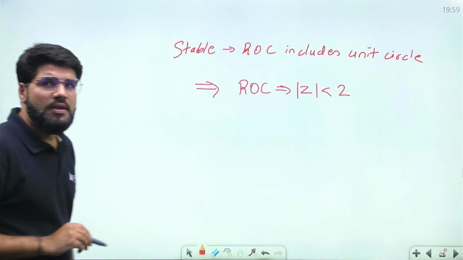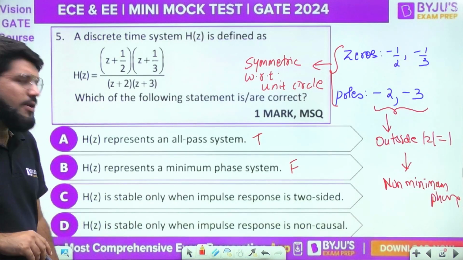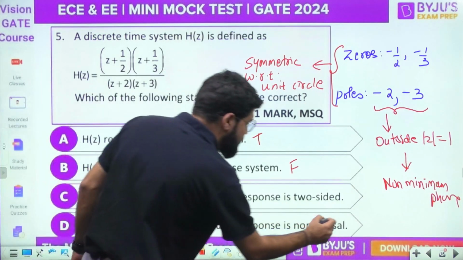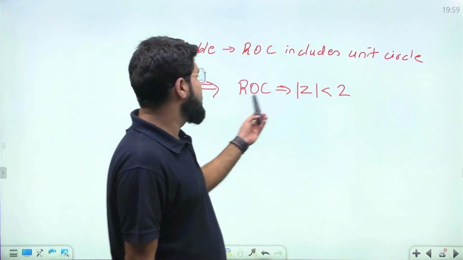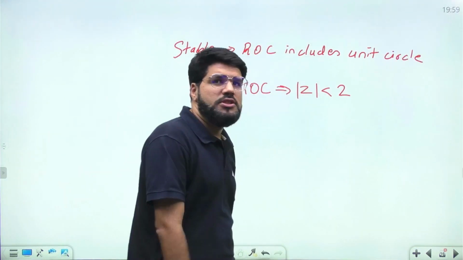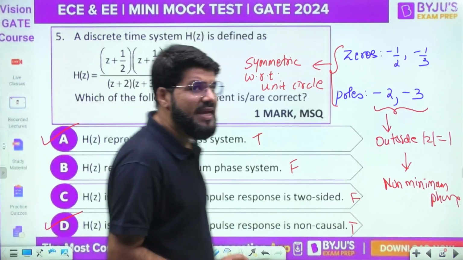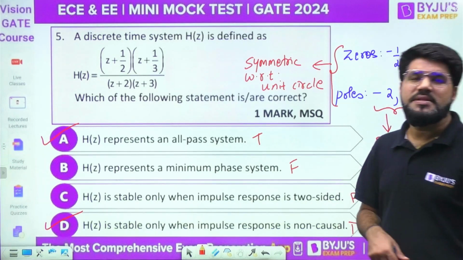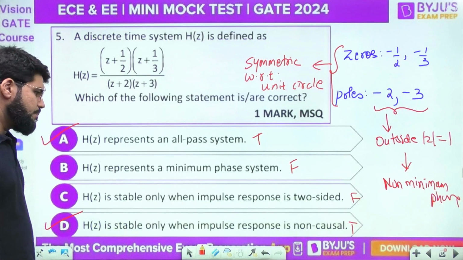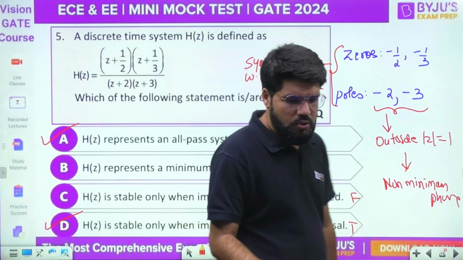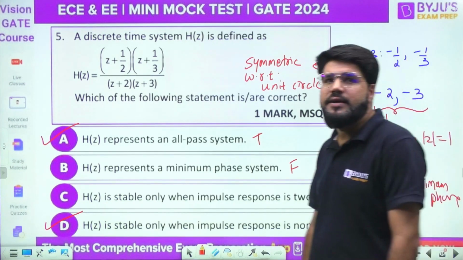So can the system be two-sided? No. Two-sided means mod Z between 2 and 3. So the system is stable when the impulse response is non-causal. This will be true. This is false. This will actually be anti-causal. Anti-causal is a type of non-causal only. So D is true. So A and D. The correct answer for MSQ is A and D. It will be stable when the impulse response is non-causal but not two-sided. We can actually mention anti-causal also, strictly anti-causal.